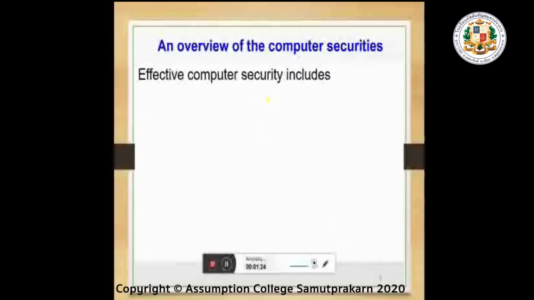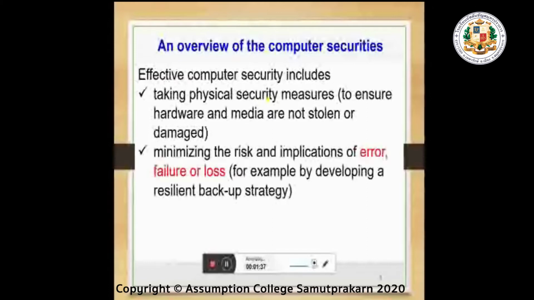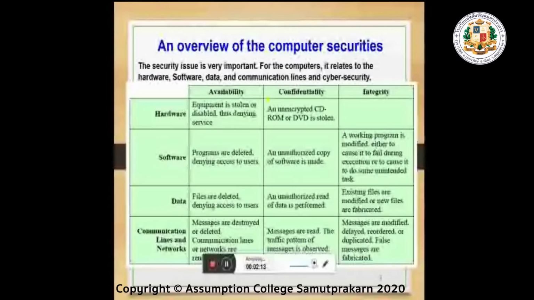A computer security will be effective if it takes care of the physical security measures, so that's for the hardware connected in the computer network. And then it will lessen the risk or errors of the computer system, especially the loss of data. And it will have appropriate user authentication. So an example is for authorized users to use strong passwords. And also the sensitive files or data must be encrypted. So it's also important that hardware, software, data, and computer lines and networks of the computer system are taken care of. Its availability, confidentiality, and integrity.